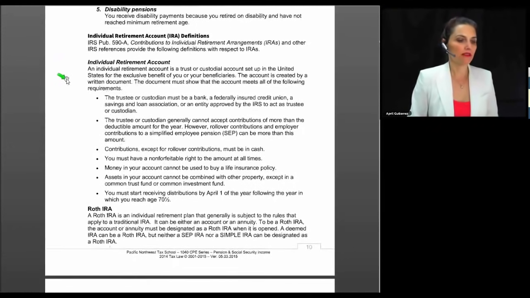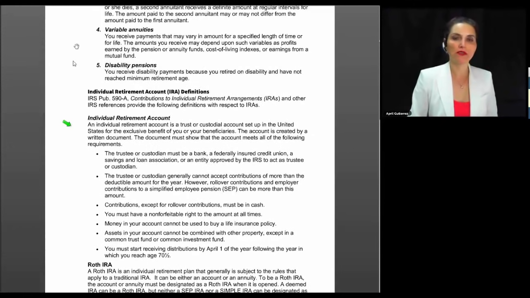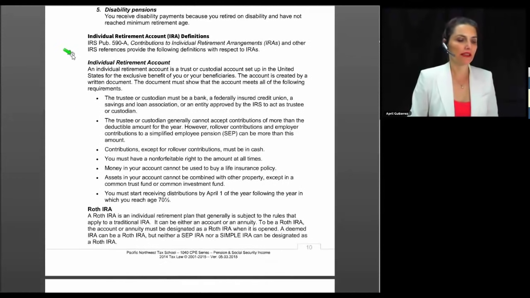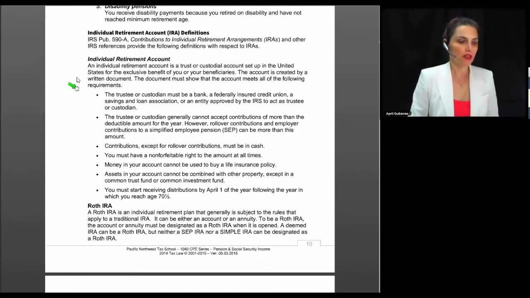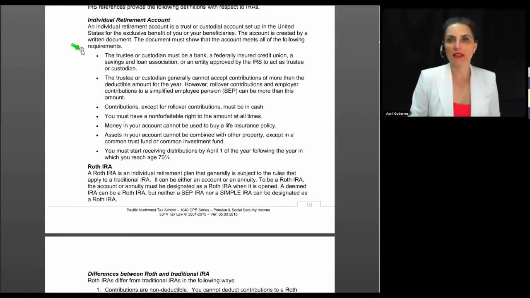Next up, we're looking at individual retirement account, IRA, definitions. We've been looking really at the annuity definitions here. Now we're going to be looking at the different types of IRA definitions to get into your head. If you refer to Publication 590-A, Contributions to Individual Retirement Accounts, and other IRS references that are provided, they give you definitions for IRAs, and I've essentially taken those and consolidated them here for you, at least the key points that you should know. Firstly, we're going to look at what is an individual retirement account.